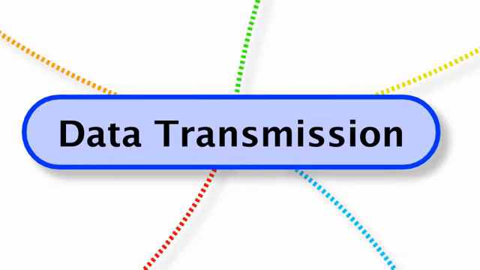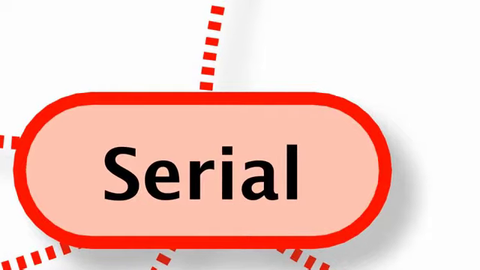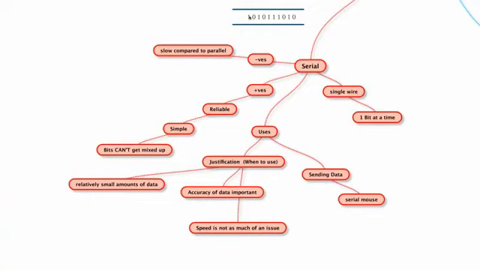So what we're going to look at, obviously, as I've just said, is data transmission. We have different types of transmission. The first one we're going to look at is serial transmission. So let's have a little look at what serial transmission is.